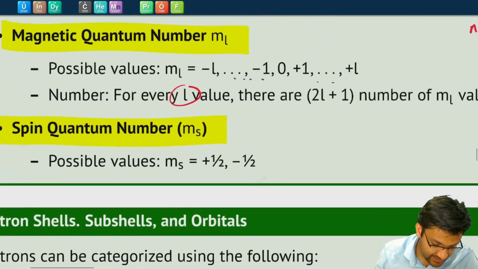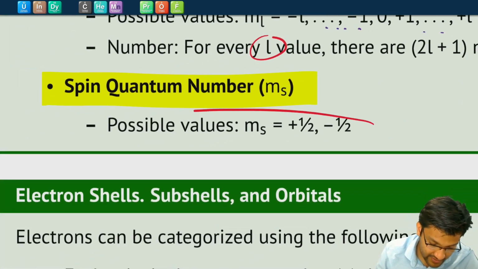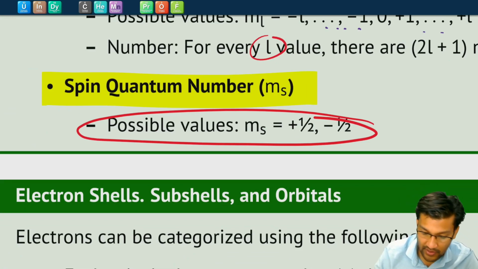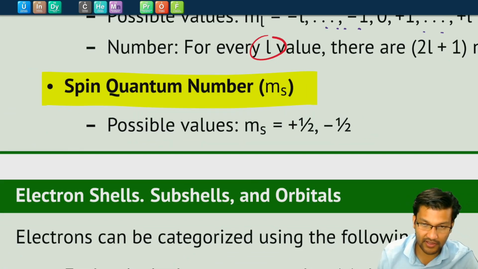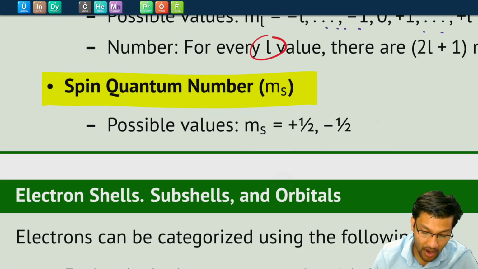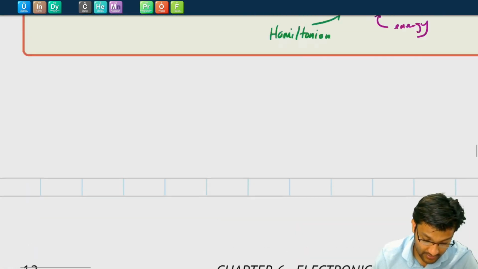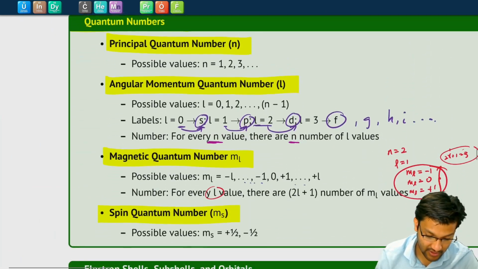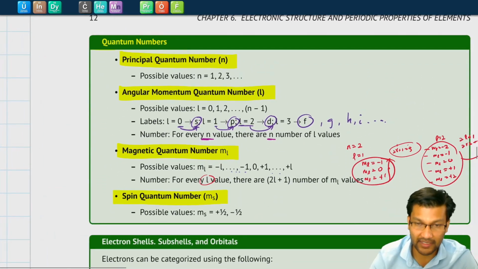And then finally, there's a spin quantum number. This one's very easy to remember. There are only 2 possible values, +0.5 and -0.5. These are the only ones that are fractions. They're not integers. So those are the 4 different quantum numbers that come out of this equation when you try to solve for the wave of an electron. And they all tell us something about what the electron is doing.